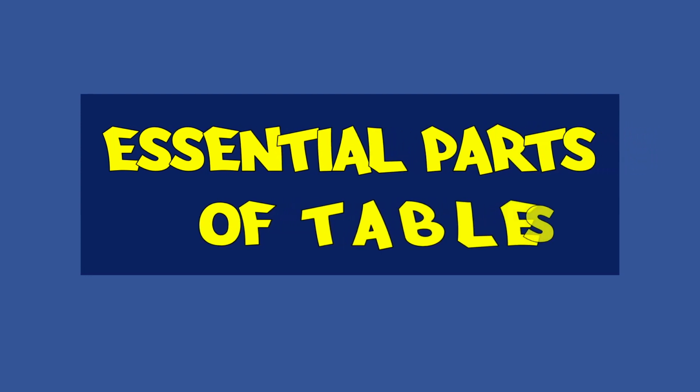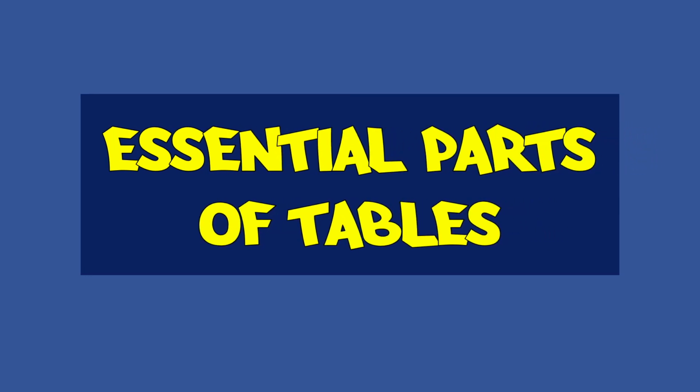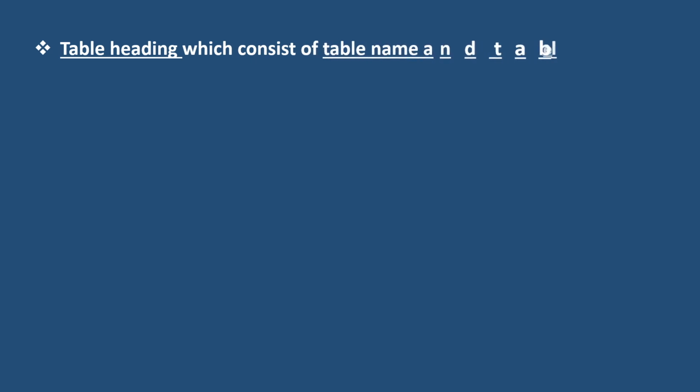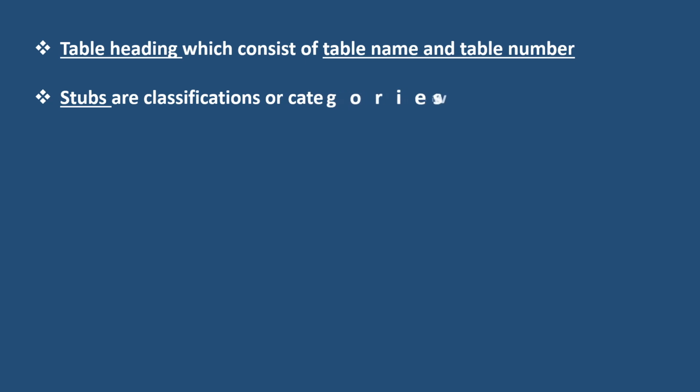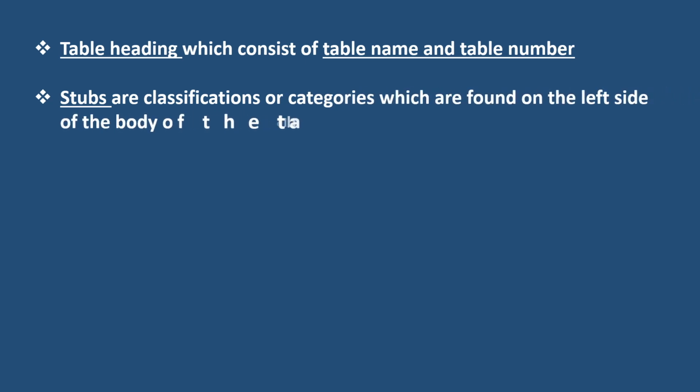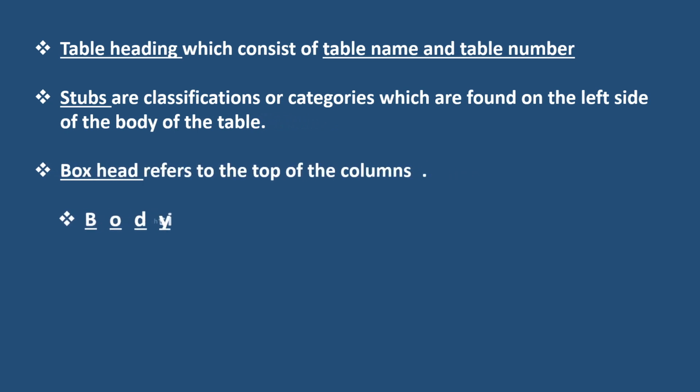Before interpreting data, one must know its essential parts. A table consists of 6 important parts. First is the table heading, which consists of table name and table number. On the left side of the body are stubs, which are classifications or categories. Next is the box head, which refers to the top of the columns.